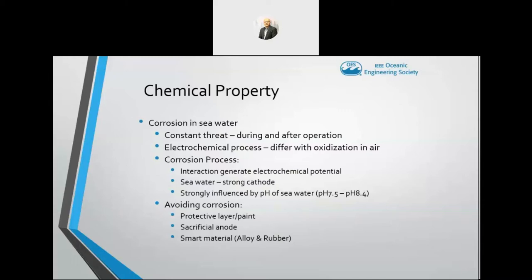So for avoiding corrosion, we have so many existing ways. For example, we can use a protective layer and paint, but we all need to be sure about this decision, because most of the protective layers and paints out there are not environmentally friendly, and they become a threat to our coral and to the marine living creatures as well. We might need a sacrificial anode, but just now we are talking about very limited power sources on board of the vessel.